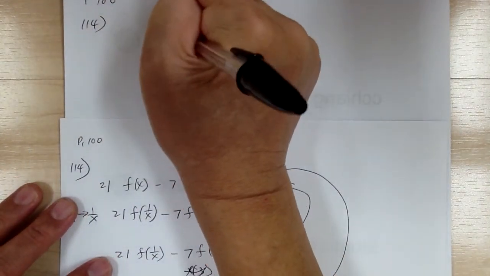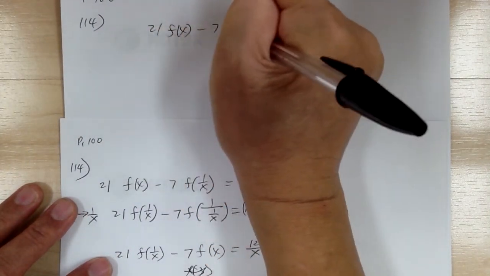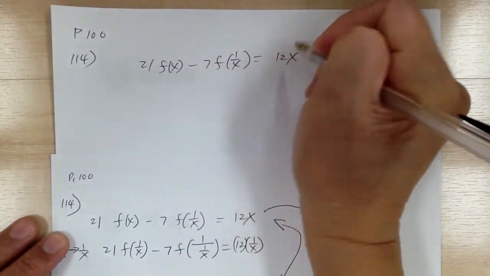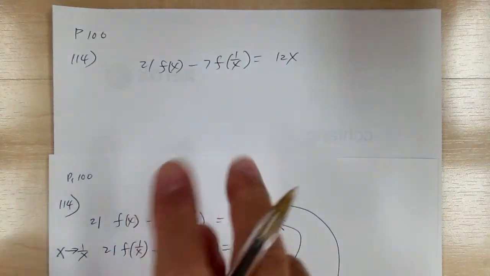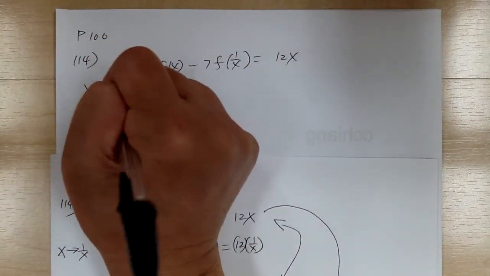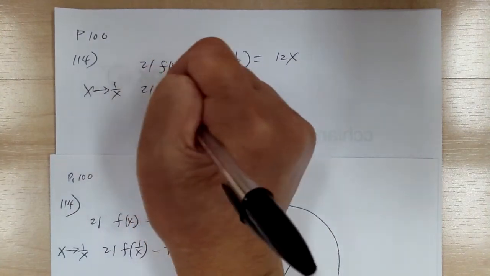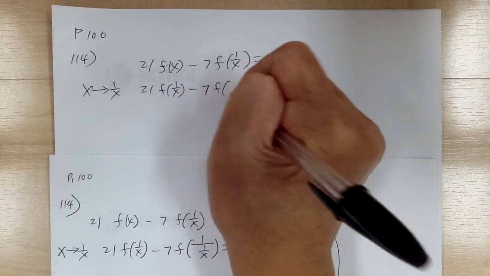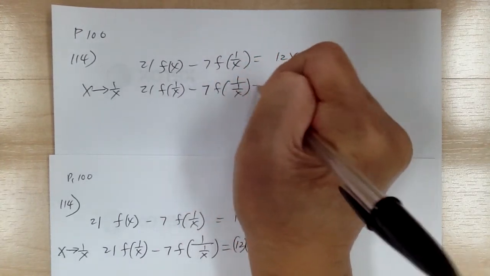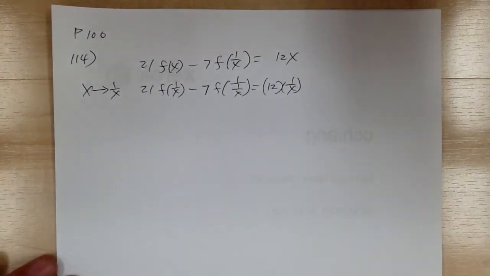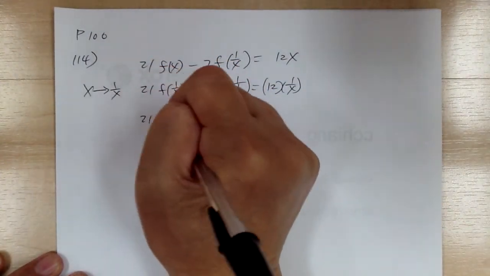So you got 21 f of x minus 7 f of 1 over x equal to 12x. And I'm going to make x become 1 over x. So you got 21 f of 1 over x minus 7 f of 1 over x equal to 12 times 1 over x. There we go. Then you're going to simplify a little bit.